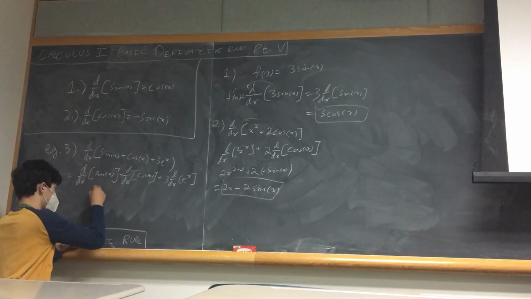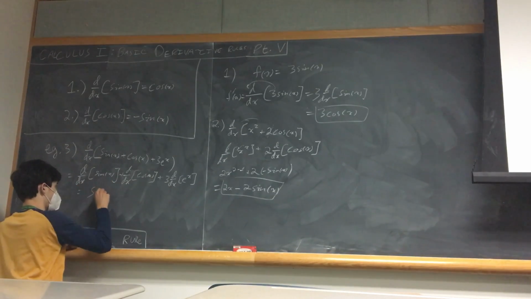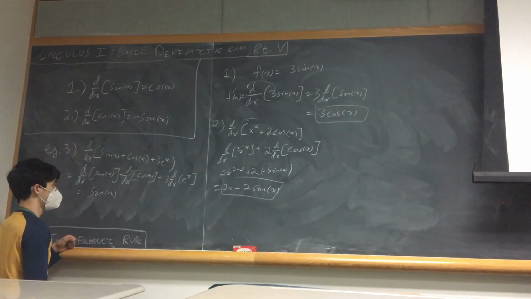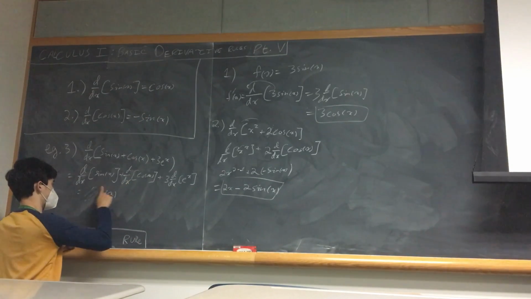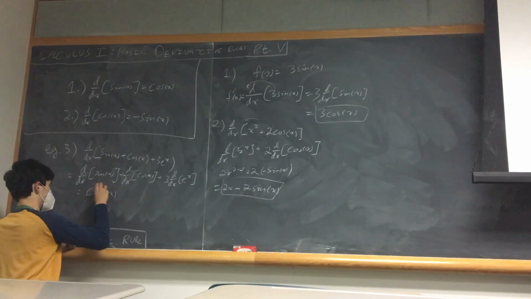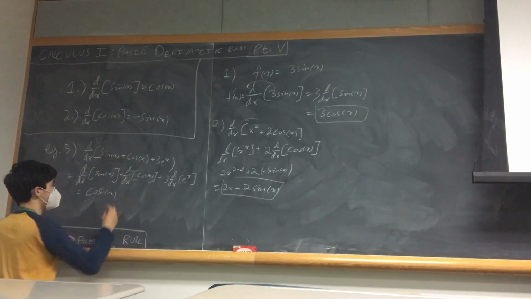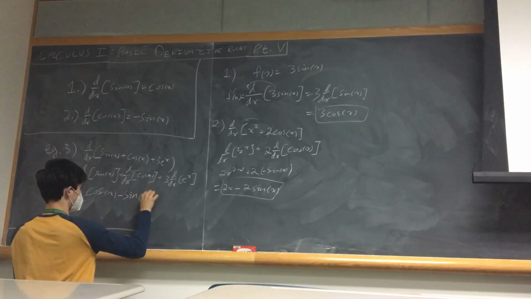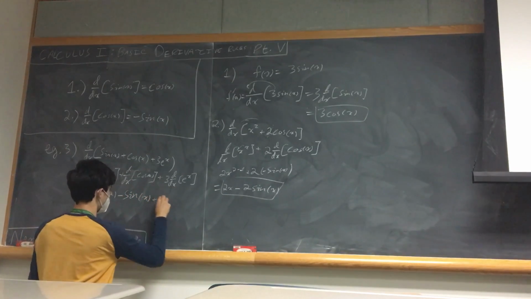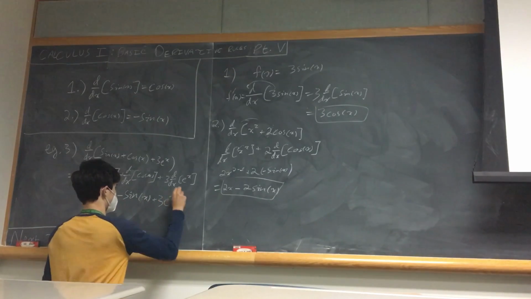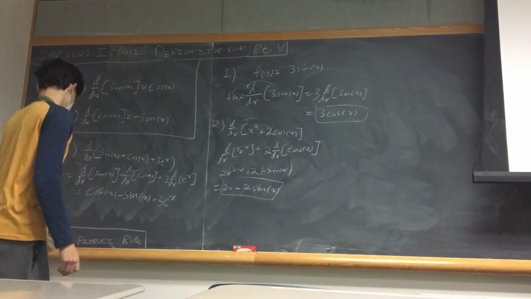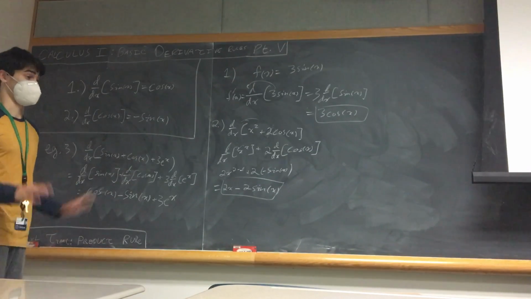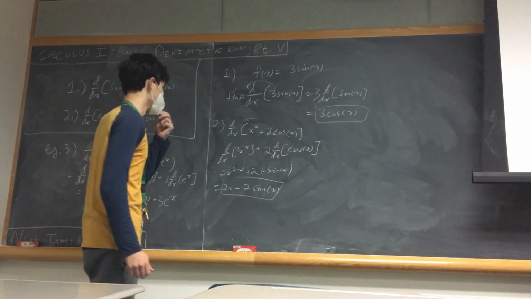You know the derivative of sine of x is cosine of x. The derivative of cosine of x is negative sine x. So this is cosine of x minus sine of x plus 3 times the derivative of e to the x, which is e to the x. Sorry about that. Sine x, cosine x get confusing sometimes. Happens to all of us at one point or another, trust me.